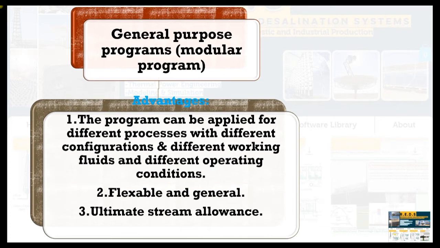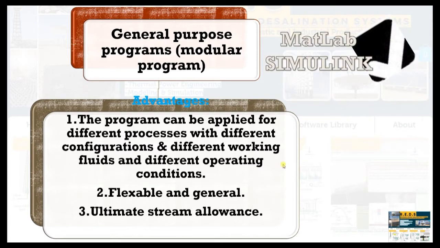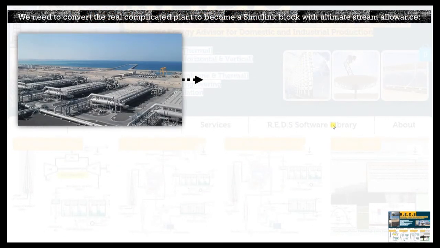For general purpose, it can be applied for different processes with different configurations, with different working fluids, and it is flexible in general. You can remove some units and add some units with unlimited stream allowance, and that is what we are going to use. That's the reason for us to use MATLAB Simulink, because it has unlimited stream allowance.